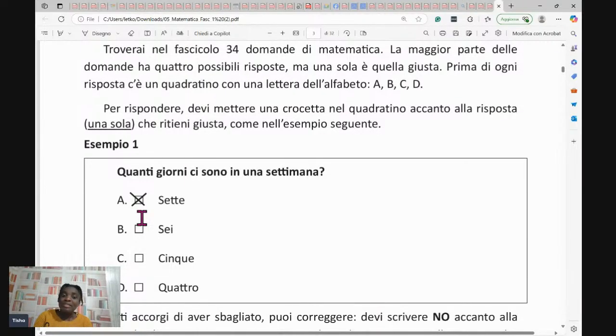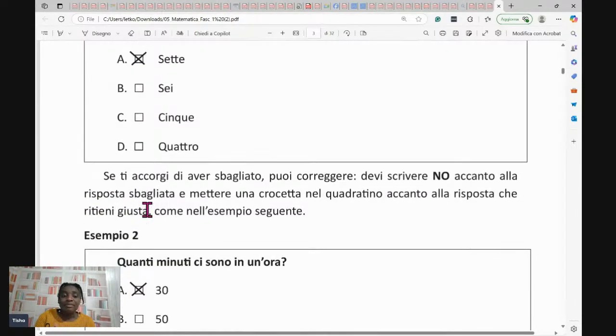For example, quanti giorni ci sono in una settimana? How many days are there in a week? We know there are 7 days in a week. So what you need to do here is to just cross in the small square near the correct answer.